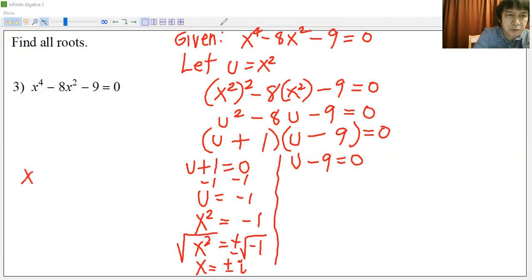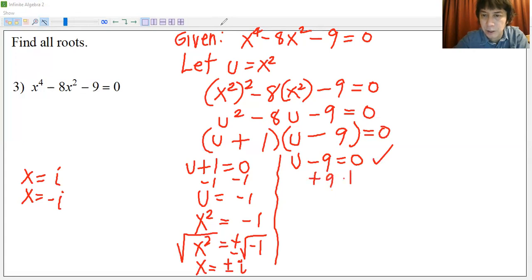And so we have the answers. X equals i. X equals negative i. So those are the two roots. We shall use the other equation, u minus 9, to solve for the other two. Okay, so let us solve the u minus 9 over here. All right, so we add 9 and add 9. U is equal to positive 9.